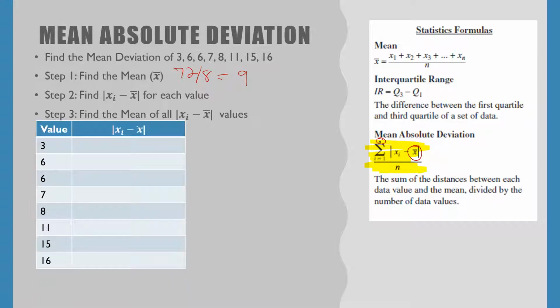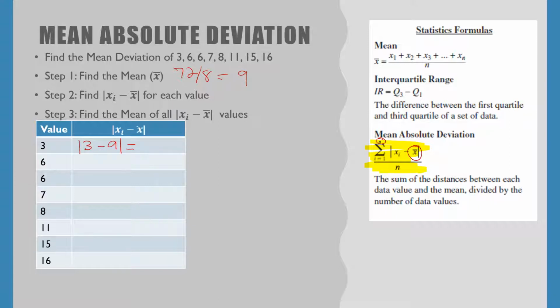So let me show you how to do this. It's not as difficult as the equation looks. The equation's much scarier since we're not familiar with that notation quite as much. So we're going to take the x sub i, that's going to be our value. So I'm going to take the absolute value of 3 minus my mean, and my mean was 9.